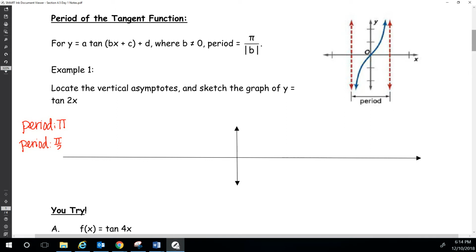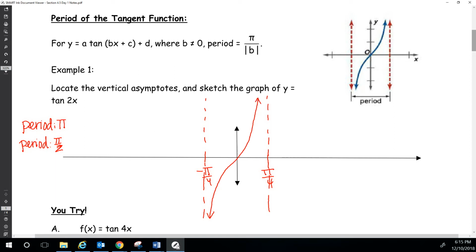So I'm going to take this pi over 2 and divide that in half. So this is going to be minus pi over 4. This is going to be pi over 4. And at both of those places, I have an asymptote. And then we start low for tangent, and we end high.